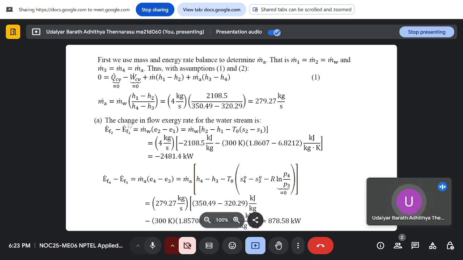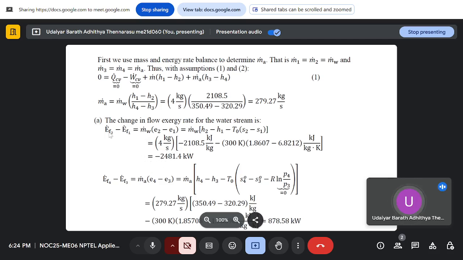So the flow rate exergy change for the water stream is the exergy out of water minus the exergy flow in. So this will give me m dot W [(h2 minus h1) minus T naught (s2 minus s1)]. So mass of water is 4, and substituting the enthalpy values, I'll get exergy change as minus 2481.4 kilowatt, because I am condensing the vapor to liquid. So my enthalpy is reducing. Essentially what is happening is I am cooling the water, so there is a loss in exergy.